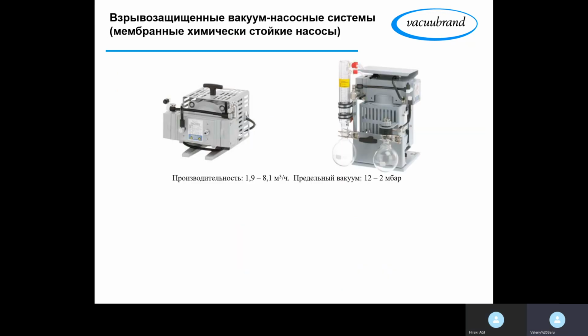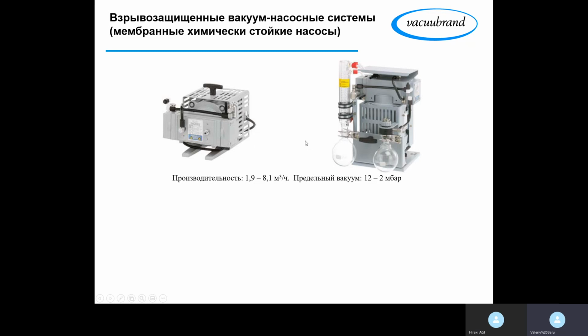Okay, moving forward, Vacubrand also has some explosion-proof pumps. Here again, as I said, this is an old presentation, but they have bigger models now. They have 3 models, MZ2, MD, or yeah, I'm not quite sure, anyway, with a performance of 2, 4, and 8 cubic meters per hour.